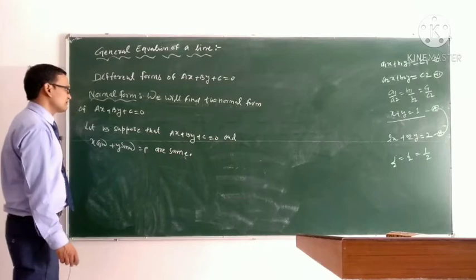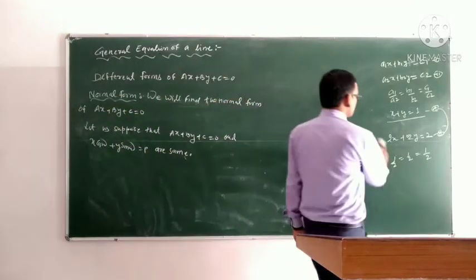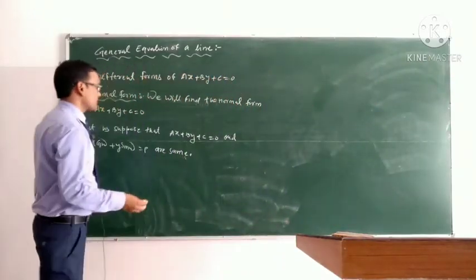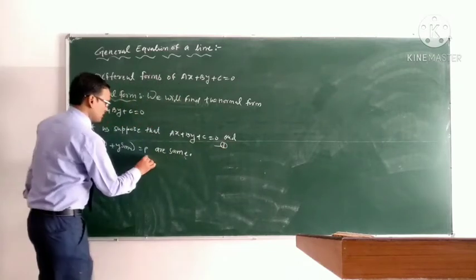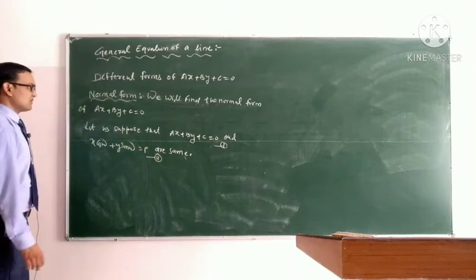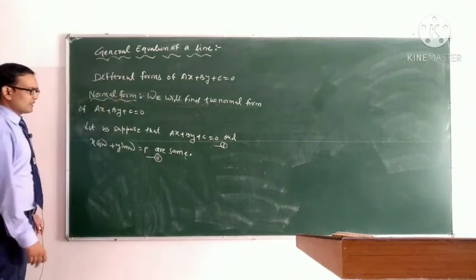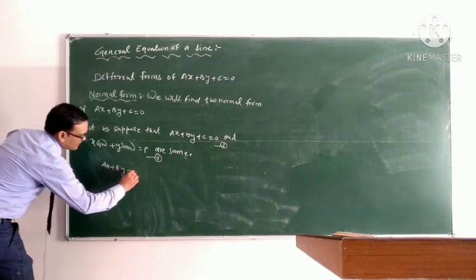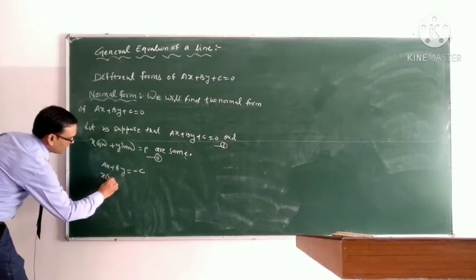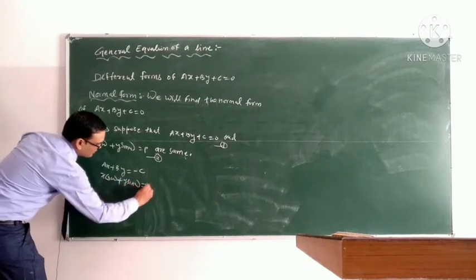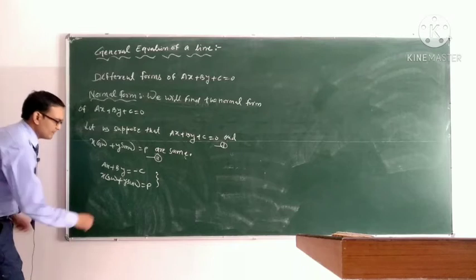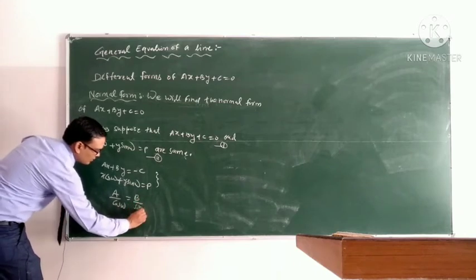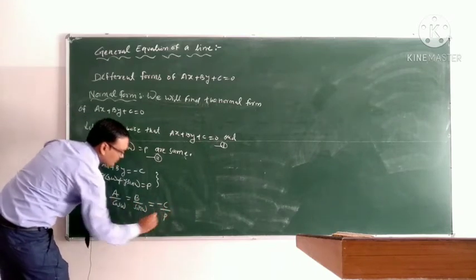Okay students, here the two lines are the same, then using this concept we find the values. ax plus by equal to minus c and x cos omega plus y sin omega equal to p are both the same, then a upon cos omega equal to b upon sin omega is equal to minus c upon p.